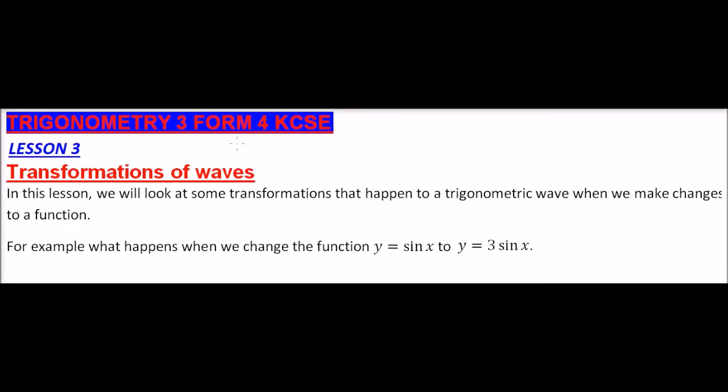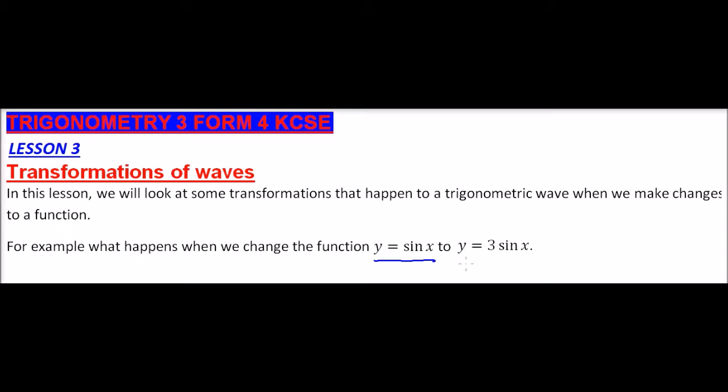This is the third lesson of our topic Trigonometry 3 from the Form 4 KCSE syllabus. And in this lesson, we will look at some transformations that happen to a trigonometric wave when we make some changes to a function. For example, we have y equals sine x.